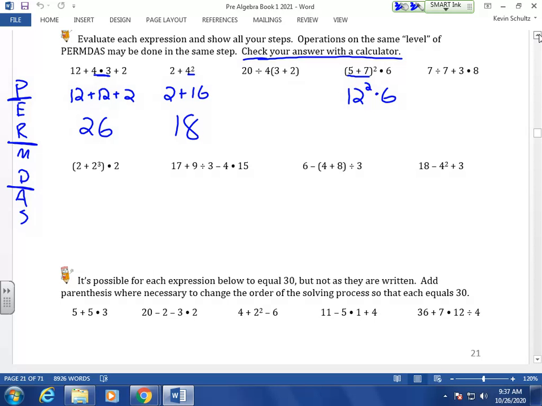Okay, so first we do the exponent, right? Before we can multiply, we have to figure out what 12 squared is, which is not 24. Okay, 12 squared is not the same thing as 12 times 2. 12 squared is 12 times 12, which is 144. Right, so we're going to underline that. 12 squared, 144. And now we can multiply 144 times 6. And what do we get from that? 864, that sounds about right. Okay.